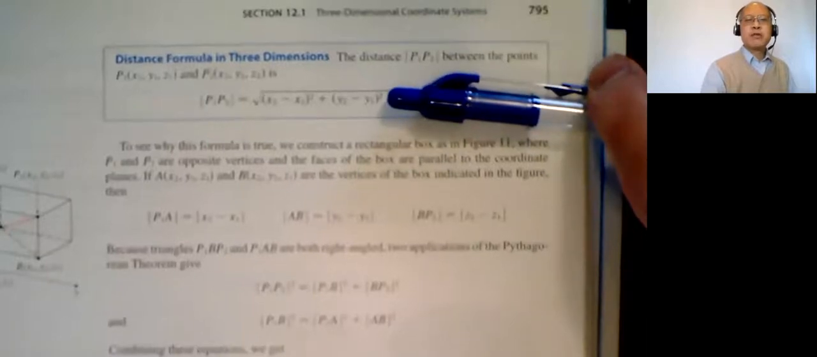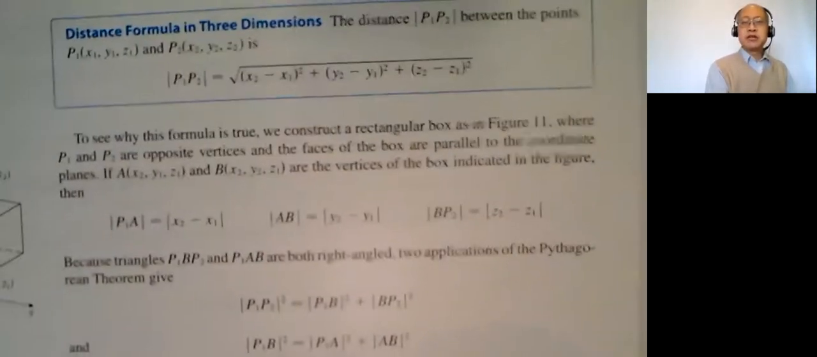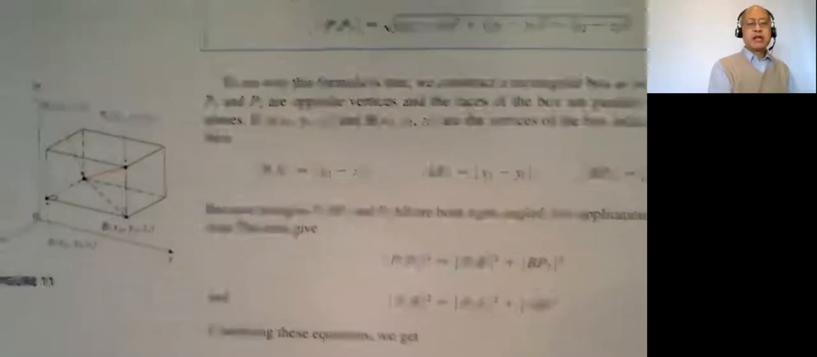The square root of (x2 - x1)² + (y2 - y1)². So what happens in 3 dimensions? Simple, just add on (z2 - z1)². Okay, it's the Pythagorean theorem in 3 dimensions.